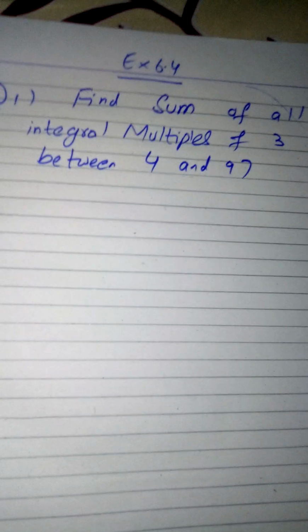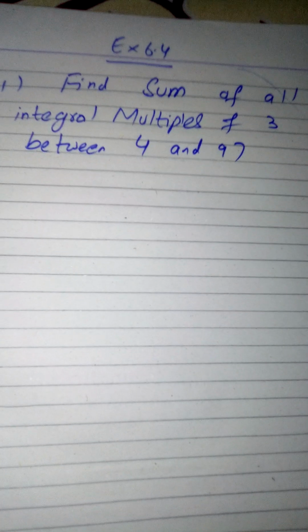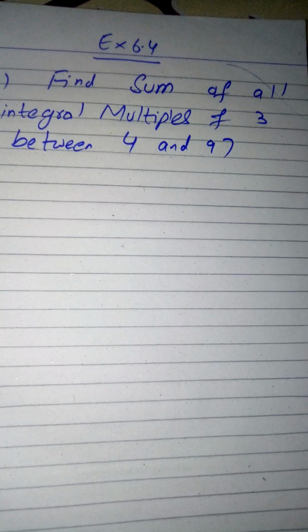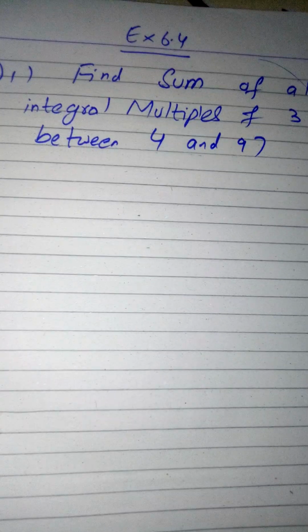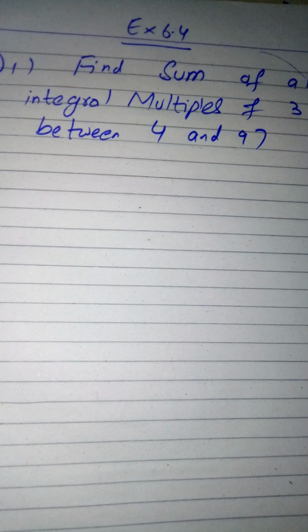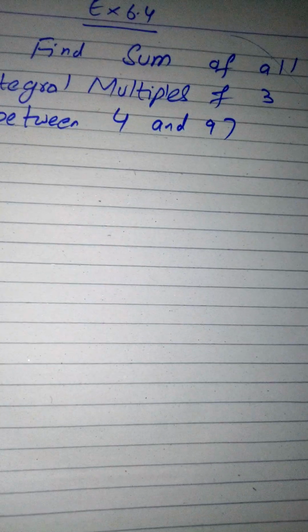What is a sequence? A sequence of numbers formed under some definite rule. For example, 1, 2, 3 up to so on. 2, 4, 8 up to so on. These are sequences. Exercise 6.4, question number 1.